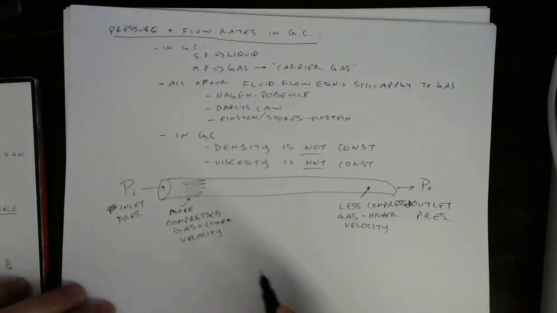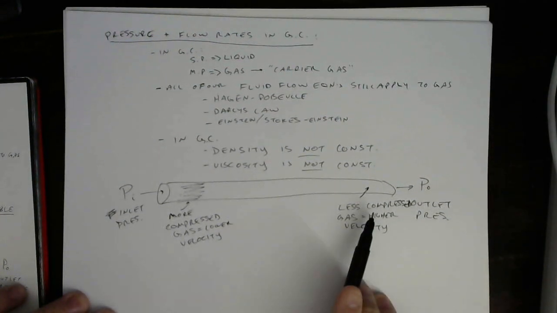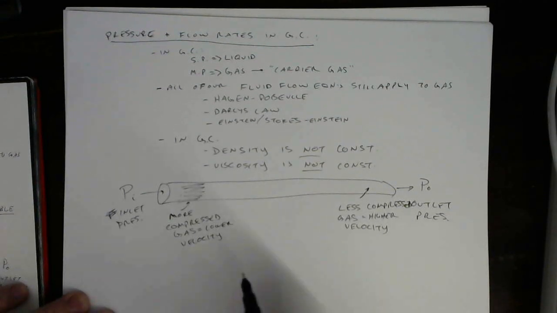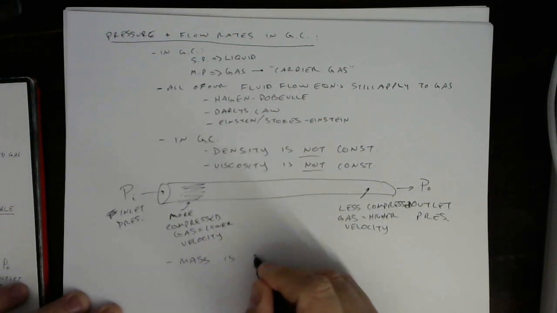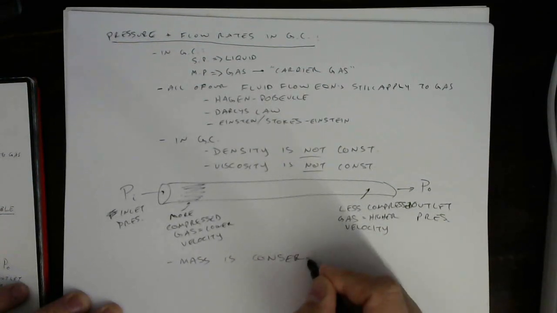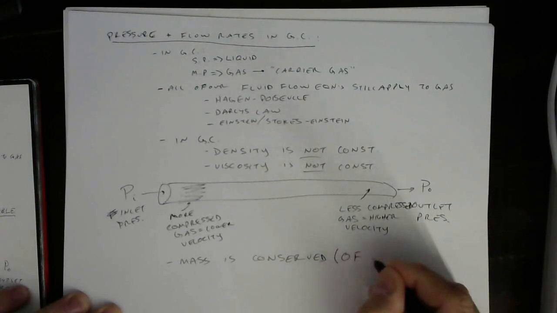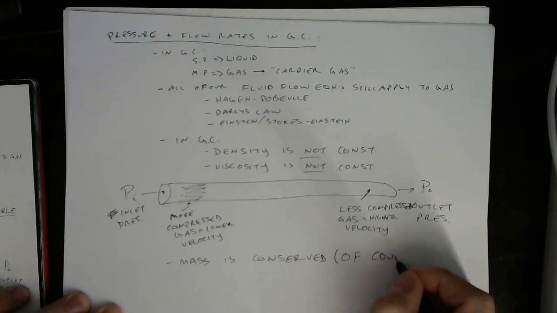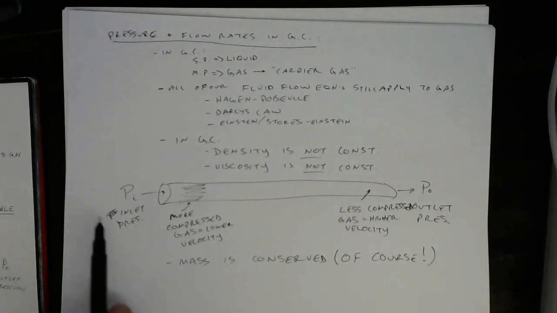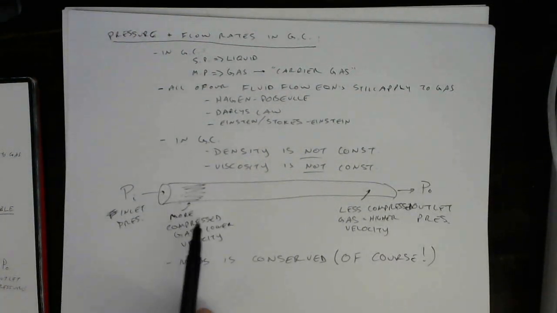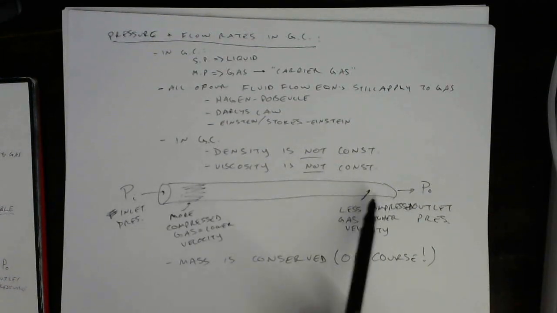So the thing you should know is that despite having lower velocity here and higher velocity here, it's a matter of compression, not a matter of amount of stuff. In other words, mass is still conserved. And that should not be a surprise to anybody. Of course it is, because that is a law of nature, right? Conservation of mass. So the same amount of stuff is coming in and going out. The fact is that as a function of pressure and compressibility, it's going slower here and faster here.